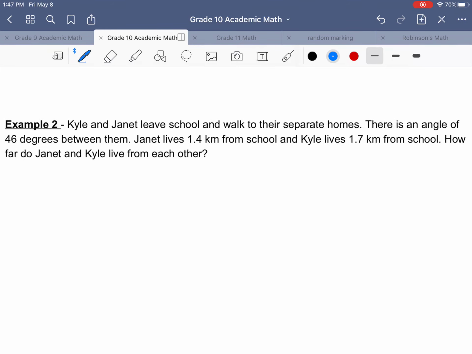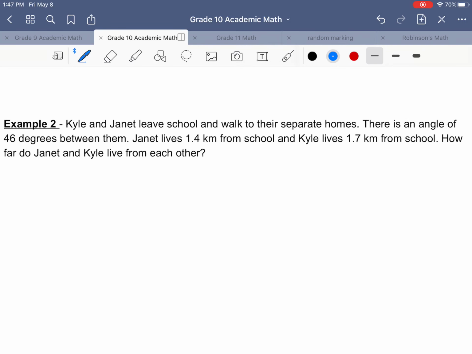So here's our next example. Kyle and Janet leave school and walk to their separate homes. There is an angle of 46 degrees between them. Janet lives 1.4 kilometers from school and Kyle lives 1.7 kilometers from school. How far do Janet and Kyle live from each other?